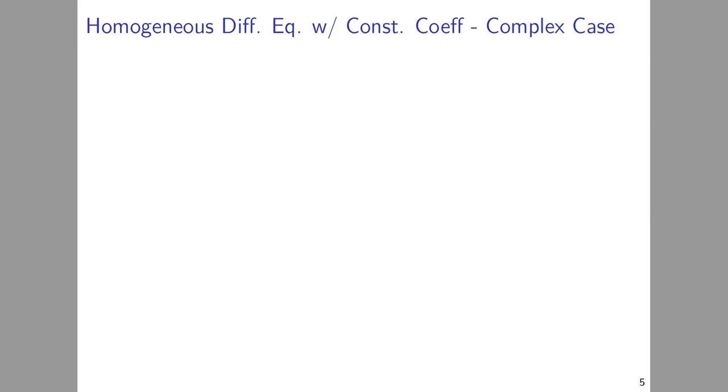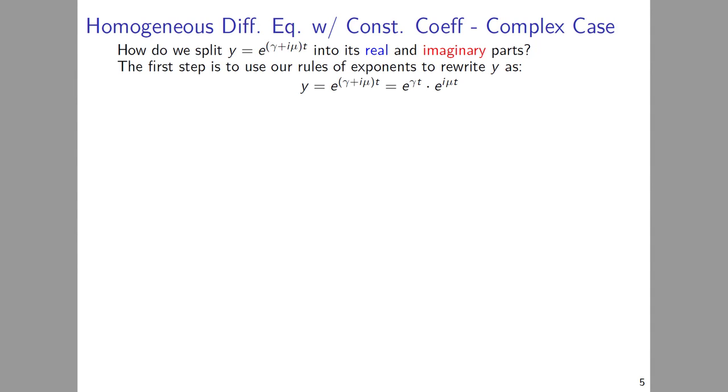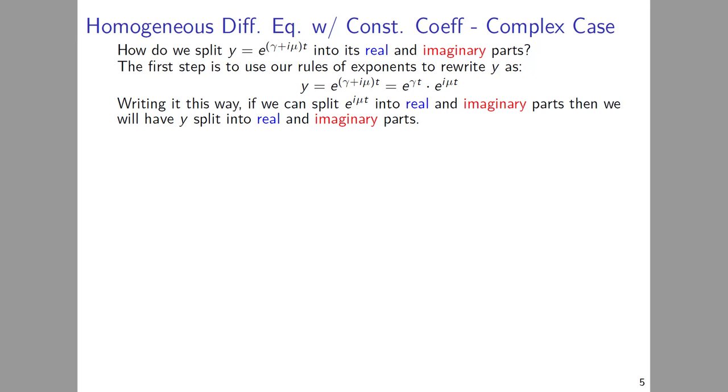So let's come back to the question, how do we split y equal to e to the (gamma plus i mu) t into its real and imaginary parts? The first step is to use our rule of exponents to rewrite y as e to the (gamma plus i mu) t equals e to the gamma t times e to the i mu t. Writing it this way, since e to the gamma t is real, if we can split e to the i mu t into its real and imaginary parts, then we will have y split into its real and imaginary parts.